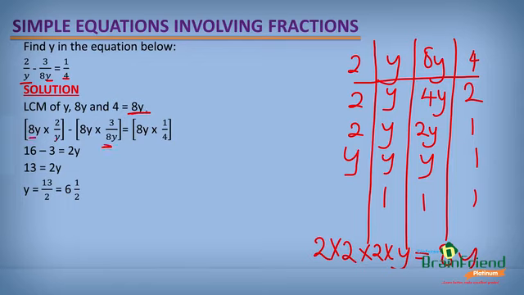8y times 2 over y gives us 16 because y cancels y. So 8 times 2 gives us 16. 8y times 3 over 8y, 8y cancels 8y. So we are left with minus 3. And 8y times 1 over 4 gives 2y. 16 minus 3 is equal to 13, which is equal to 2y. And then y is equal to 13 all over 2, which is equal to 6 and 1 over 2.